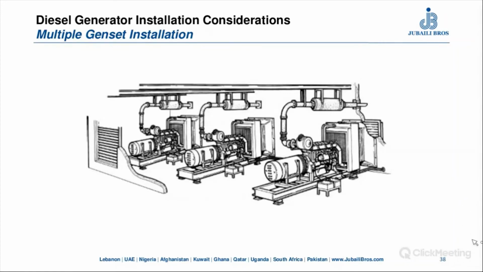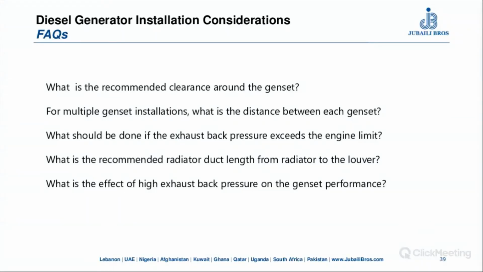And now let's move on to the frequently asked questions on the generator installation. We have here, what is the recommended clearance around the genset? So, take for example, a single genset installation. It is recommended to have 1 meter clearance from the genset to the wall to accommodate for the maintenance. For multiple genset installations, what is the distance between each genset? So each genset should have 2 meters of distance from each other.